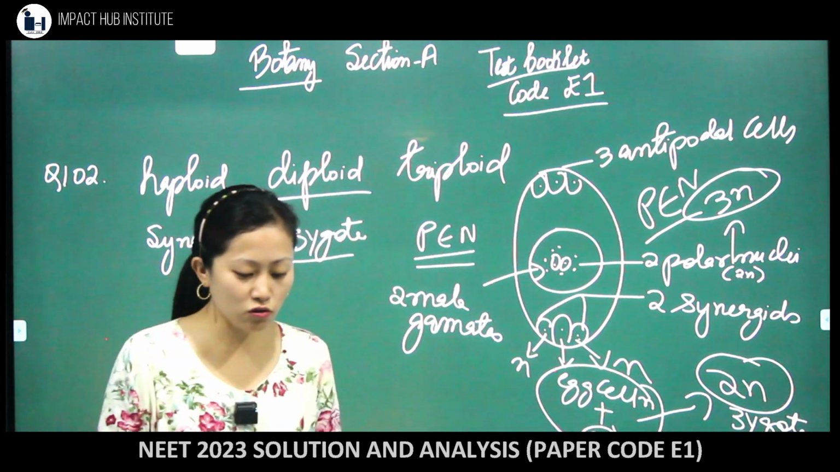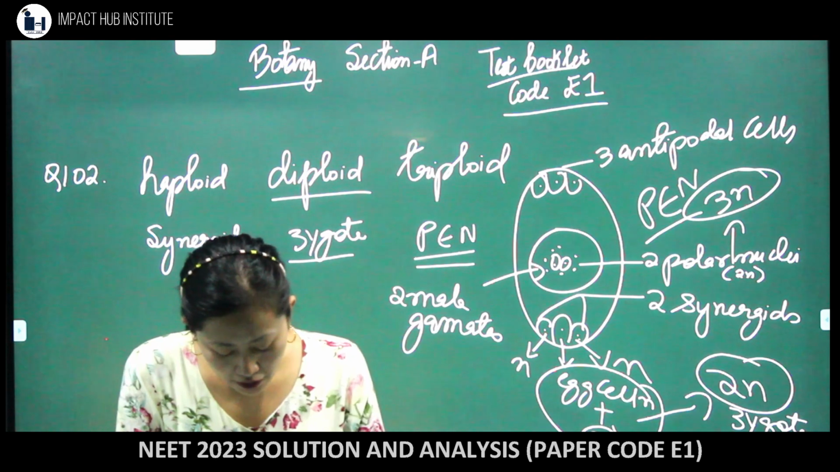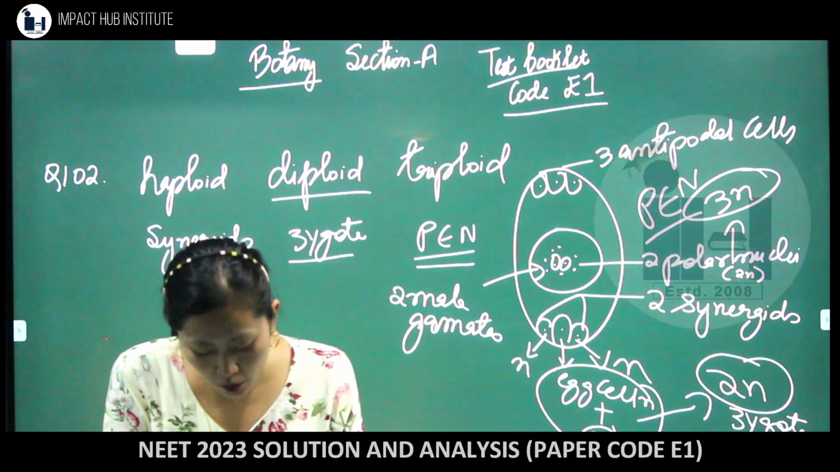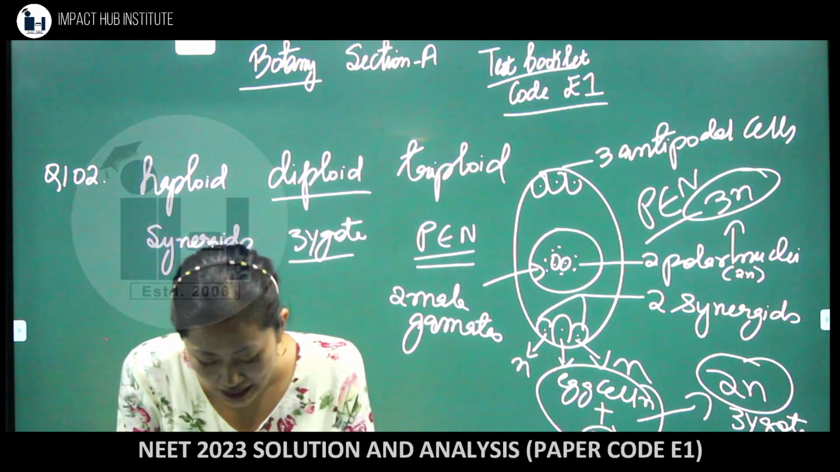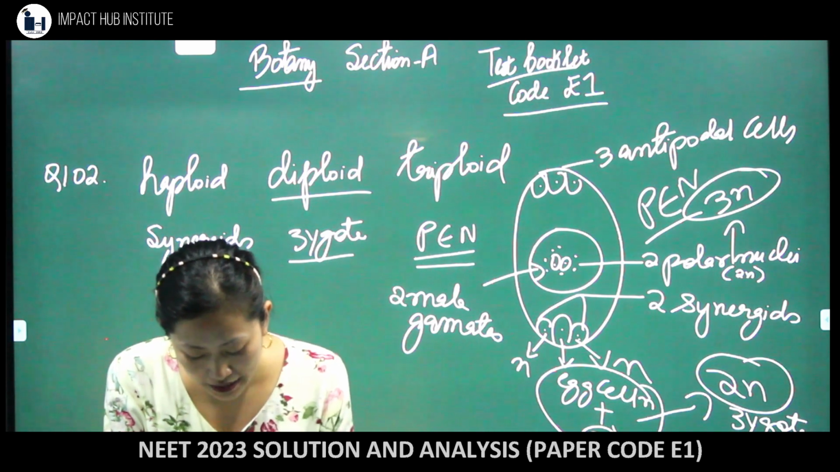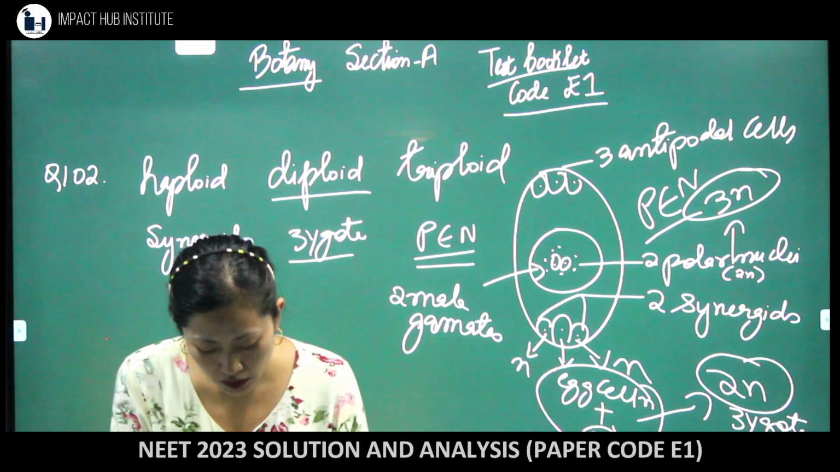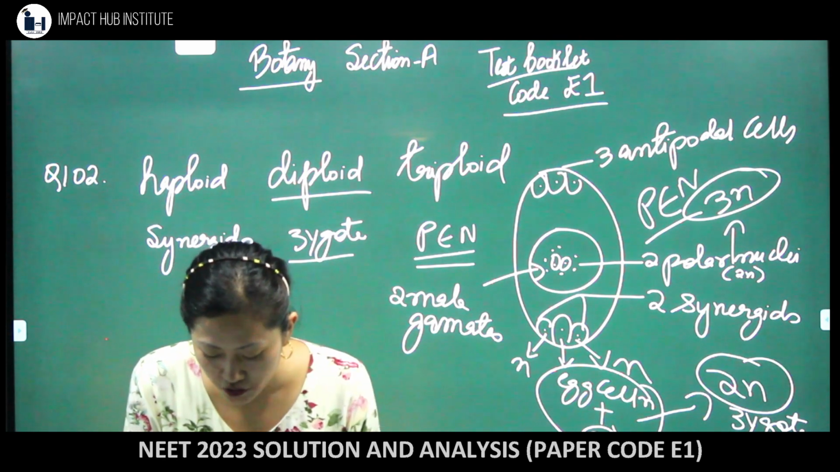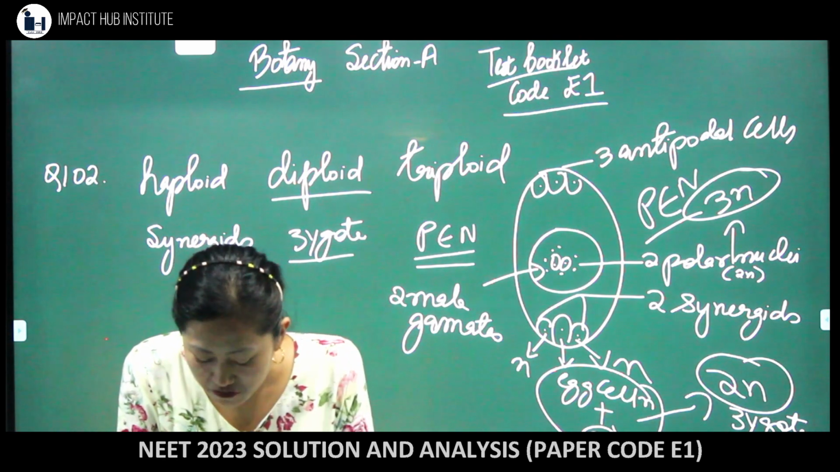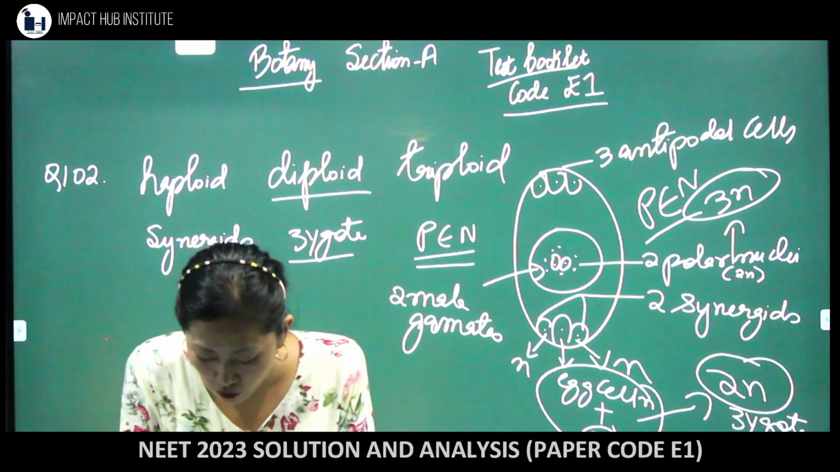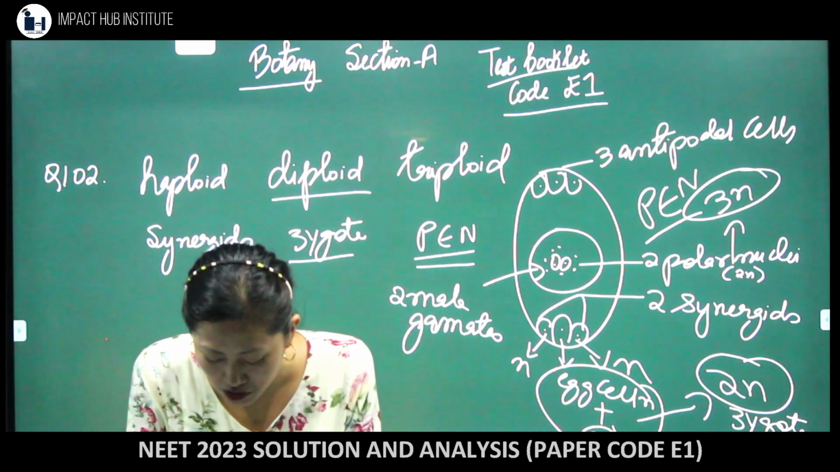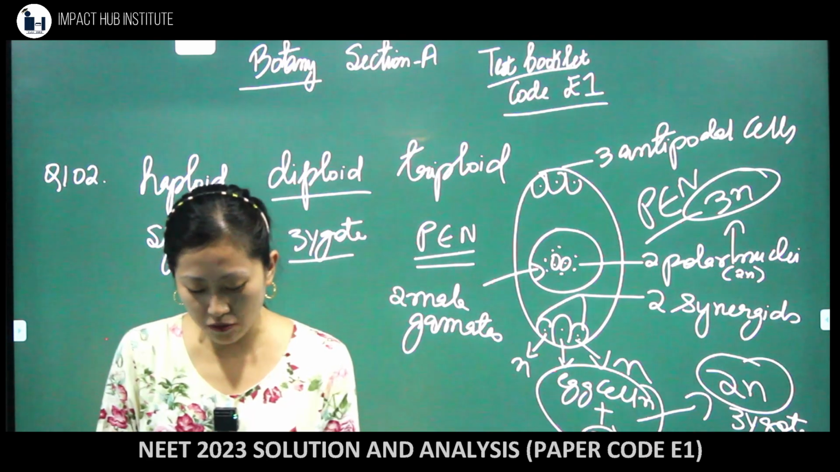So for the second question, 102, in angiosperms, the haploid, diploid and triploid structures of a fertilized embryo sac will be synergids, zygote and primary endosperm nucleus. Moving to question number 103, the question says, movement and accumulation of ions across a membrane against their concentration gradient can be explained by.